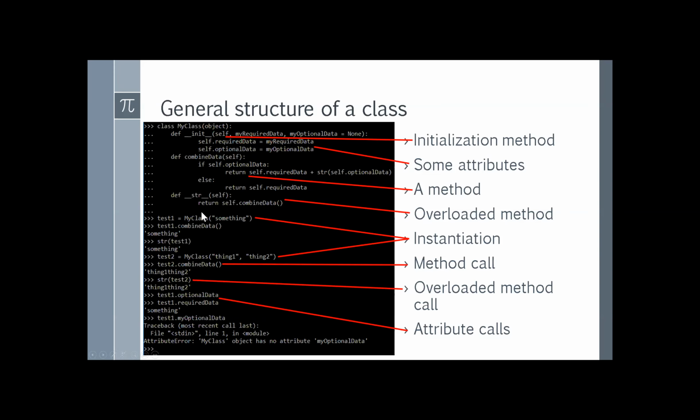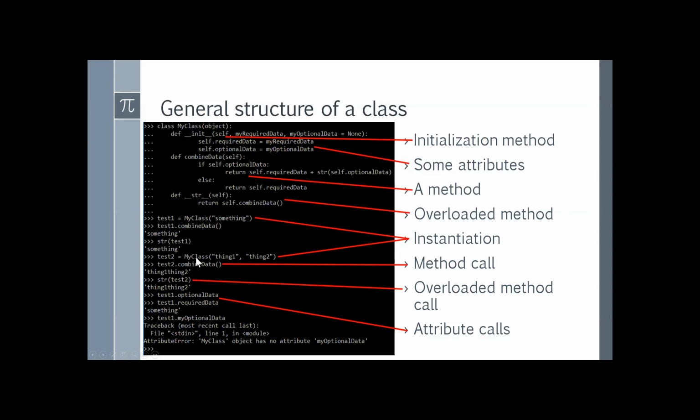And then here you can see how I interact with it. So I'm just instantiating my class up here as test1, which means that test1 is now an instance of my class. If I do test1.combine data, it's just going to return something, because something is all I gave it. I only gave it one value. If I call it as a string, it'll return, again, that value.